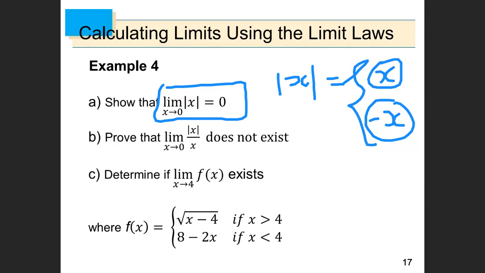Because the limit from the left is equal to the limit from the right, my conclusion is that the limit as x approaches 0 of absolute value of x is equal to 0. There we go. I've proven that it is equal to 0. All right, I hope everyone is happy with that.